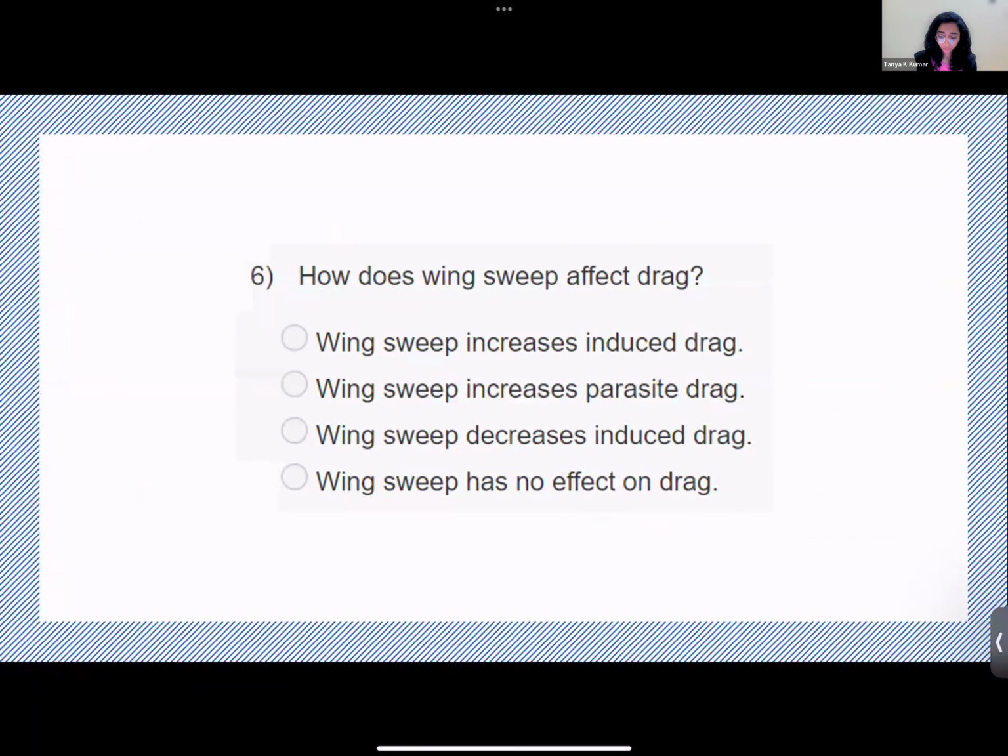Then, how does wing sweep affect drag? Which is the right answer?